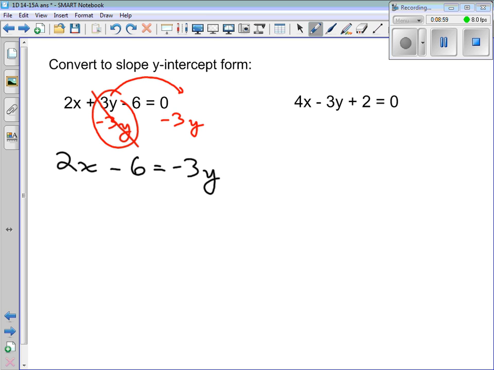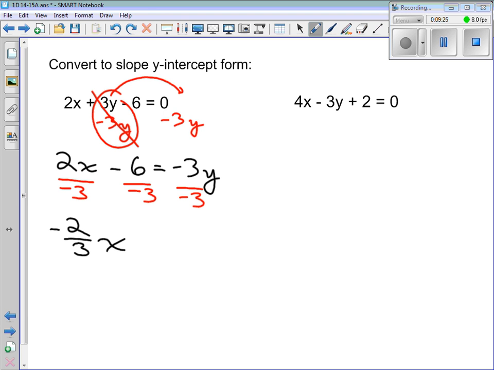Next step, we want to get y all by itself. So we're going to divide everything by that coefficient that we see on the y. And this is the step to remember. We've got to divide each and every term by that negative 3. So 2 divided by negative 3 gives us negative 2 over 3. And I'm just going to leave that as a fraction because that's the coefficient on x.